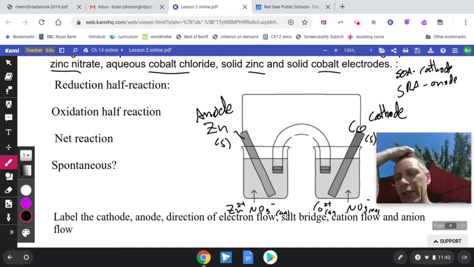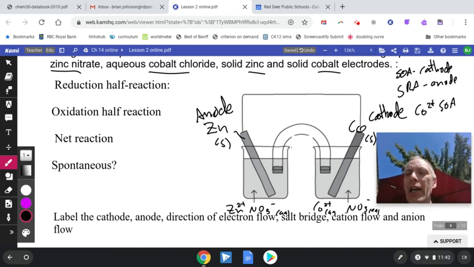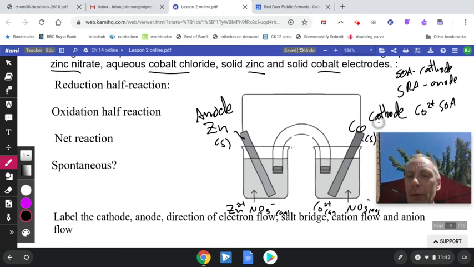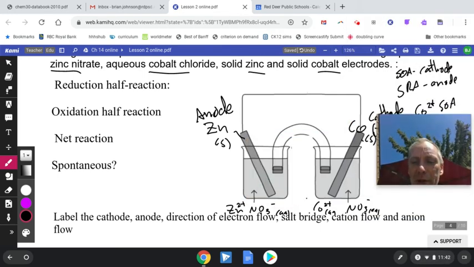Now, students always get confused here because they're like, well, wait a minute, it's the cobalt 2 plus that's the strongest oxidizing agent. And that's true, but we still label its electrode as the cathode because we always need a solid cathode. So plus sign for cathode, even though this is our strongest oxidizing agent here, we label its electrode as the cathode. So zinc is our anode with a negative sign.